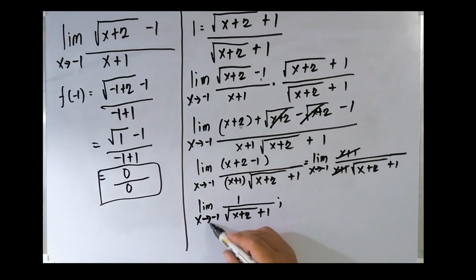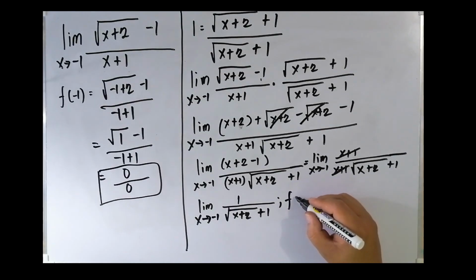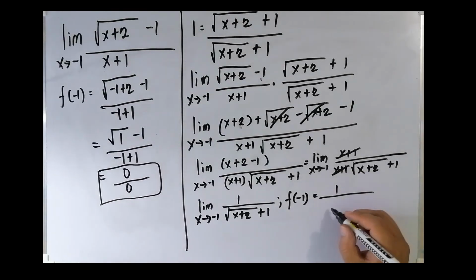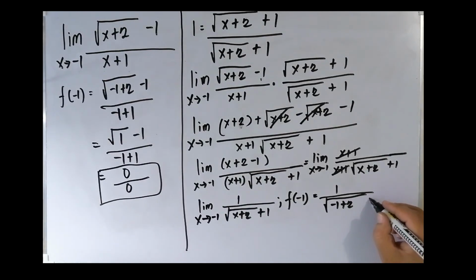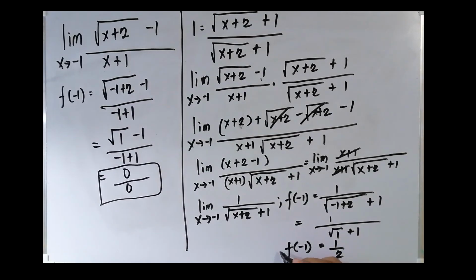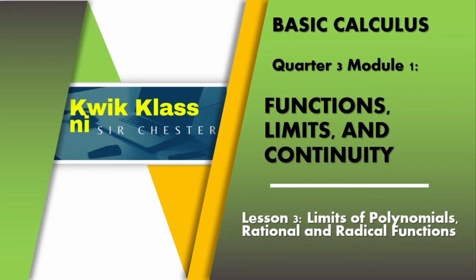So, pwede na nating i-substitute yung negative 1. So, we have f of negative 1 equals 1 all over square root of negative 1 plus 2 plus 1. And this is equal to 1 all over square root of 1 plus 1, and therefore we have f of negative 1 equals 1 over 2. Yan. 1/2 ang sagot. So that's it. Diyan nagtatapos ang ating video.